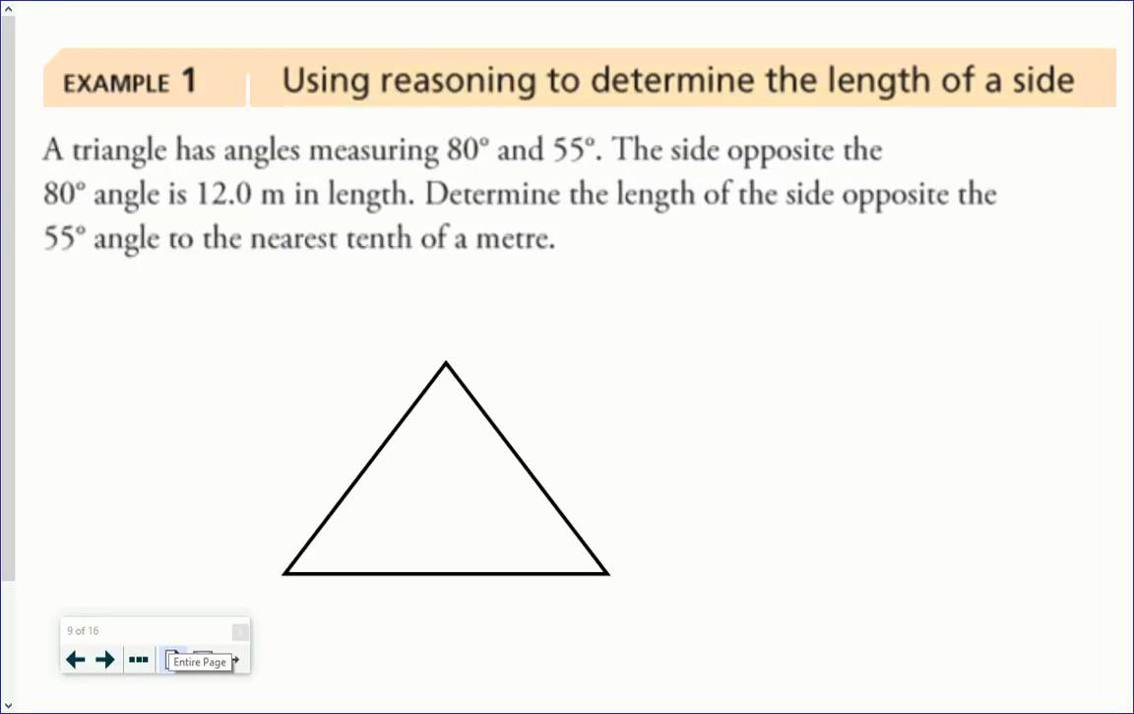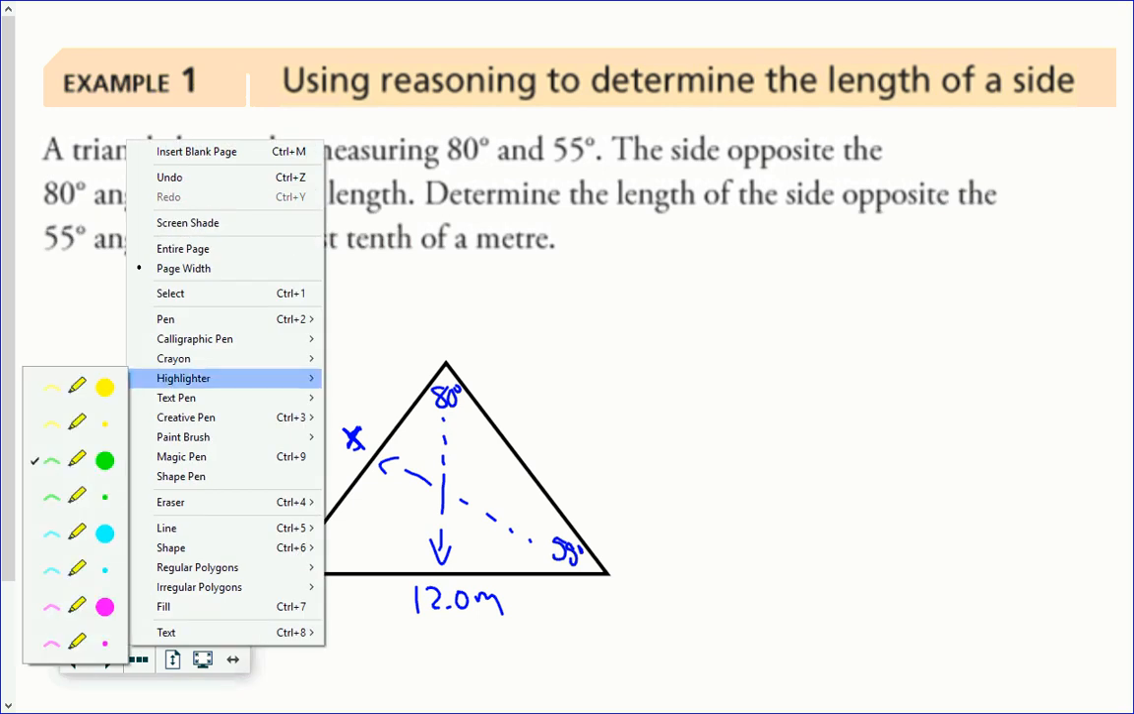Okay, so sometimes you're given a word description instead of just a picture. So in these cases, we have to read the question carefully and put all the right numbers into all the right spots. So a triangle has angles measuring 80 and 55. So don't worry about which one you put where. I'm just going to put the 80 here, and I'll put the 55 here. So just put them wherever you want. The side opposite the 80 is 12.0 meters. Determine the length of the side opposite 55. Whoops, so I'm going to call this one X.